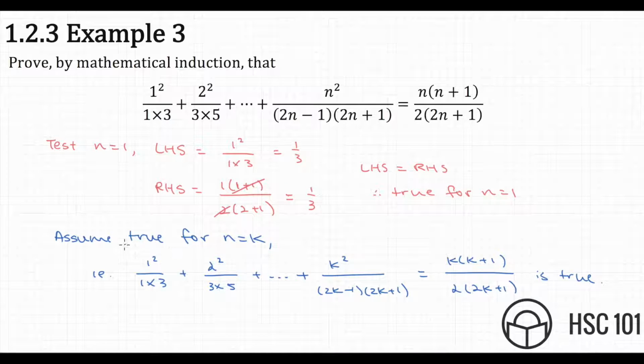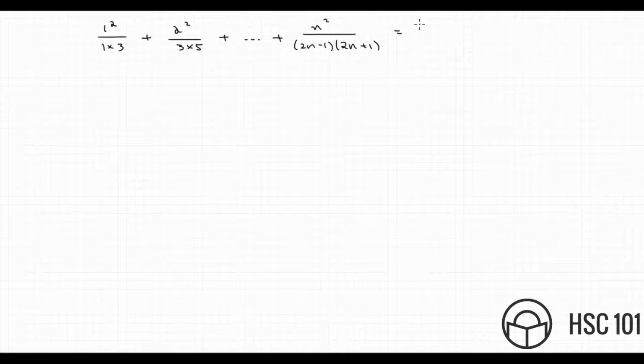And what we need to do next is prove that this proposition is going to be true for n is equal to k plus 1. So if I start a new slide, take note that the proposition we want to prove is 1 squared over 1 times 3 plus 2 squared over 3 times 5 plus ... all the way to n squared over (2n minus 1) times (2n plus 1), and this is equal to n times (n plus 1) over 2 times (2n plus 1). So we need to prove that this proposition holds for n is equal to k plus 1.